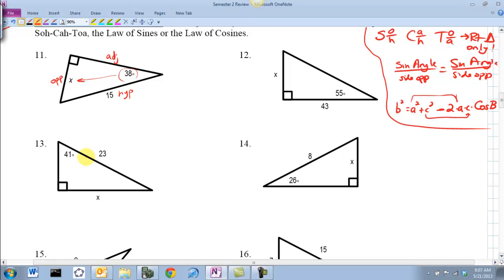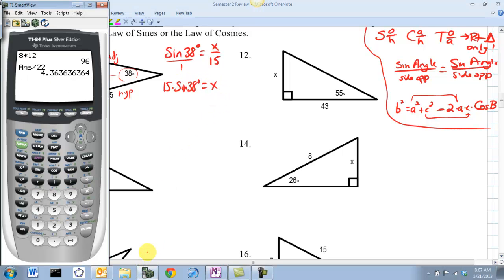So I need the trig function that will connect the opposite and hypotenuse, which is, anyone? Yes, that's right, the sine. So I'm going to be doing the sine of the angle, 38 degrees, is equal to the opposite side over the hypotenuse. I need my calculator for this. I'm going to end up cross multiplying. So I have 15 times the sine of 38 degrees equals x. In my calculator, I am doing 15 times the sine of 38.